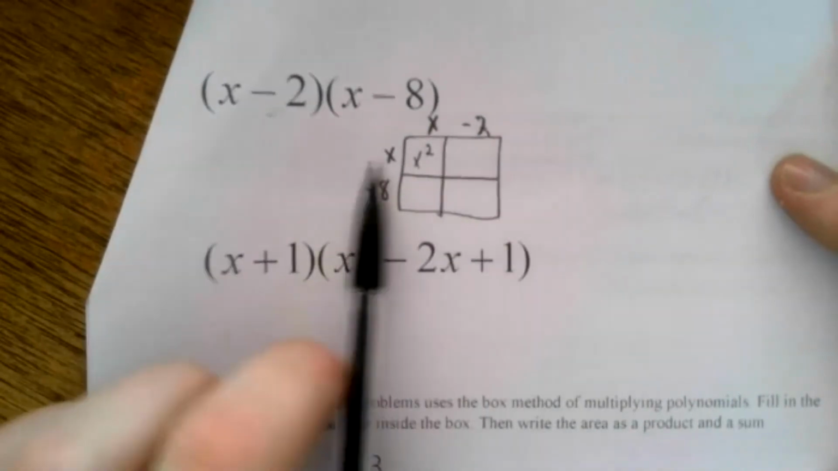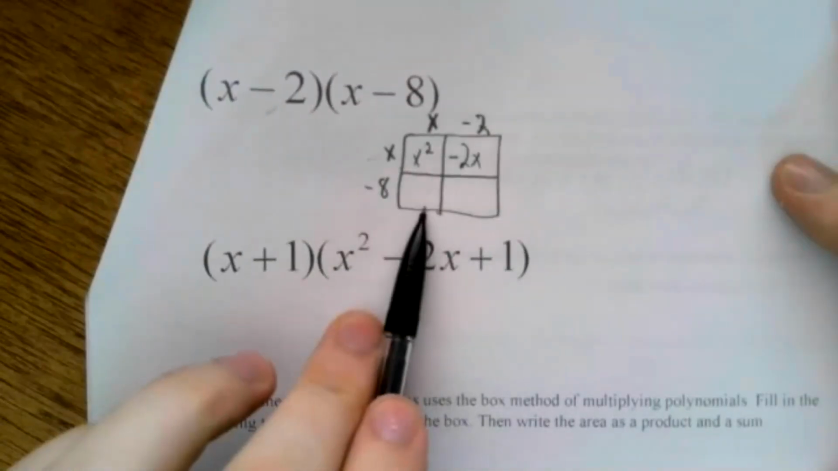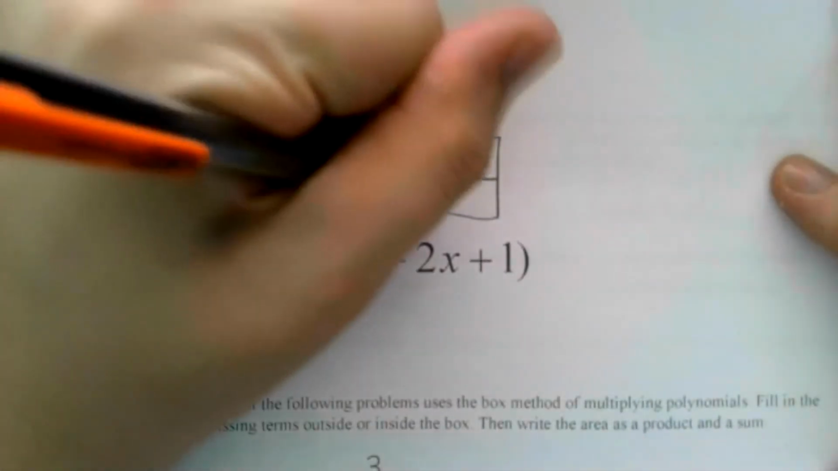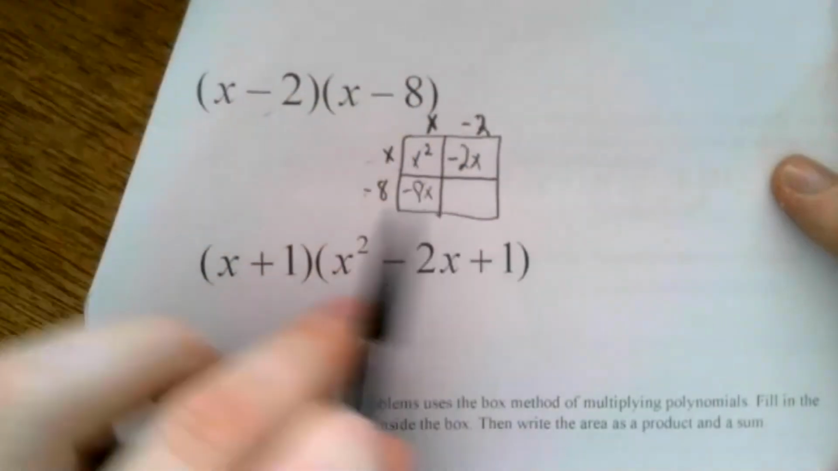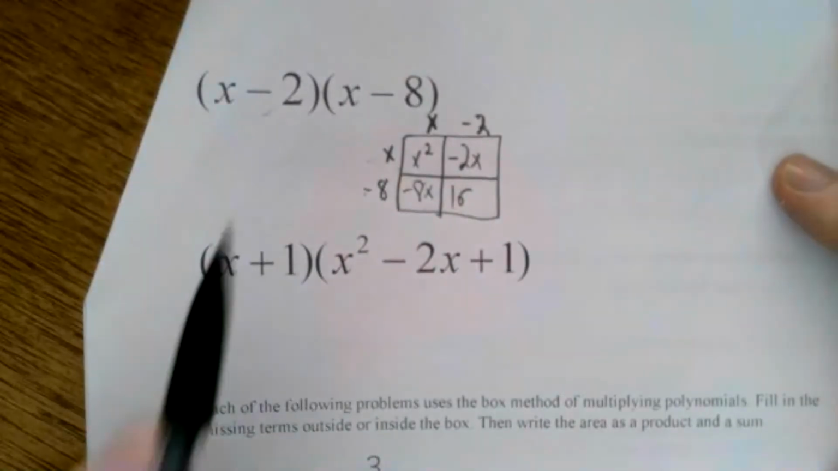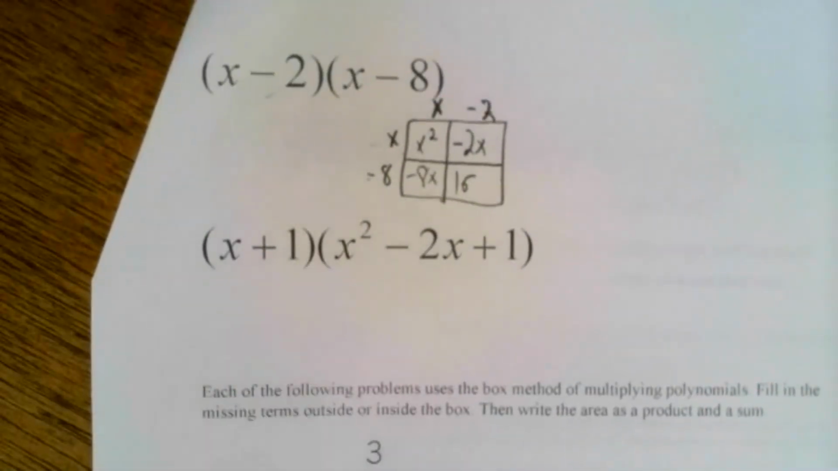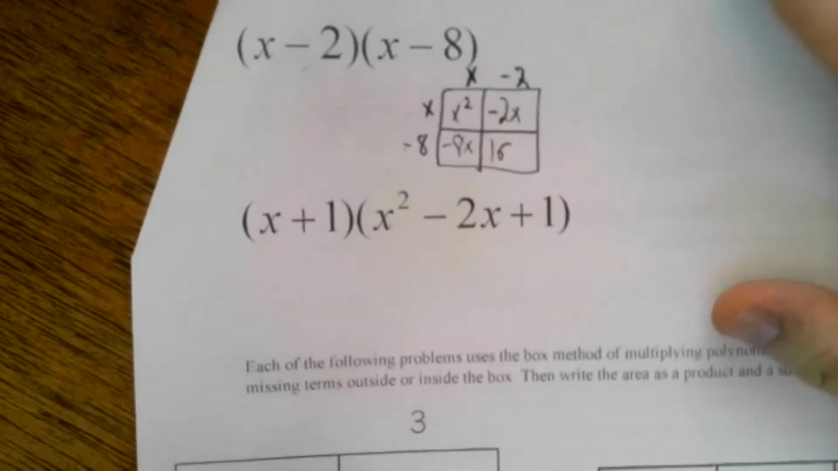2x. -2. Minus 2x. Yep. So -2x. The bottom left is going to be -8x. And then the last one's going to be +16, right? So one benefit of the box method is that we kind of see these diagonals form.